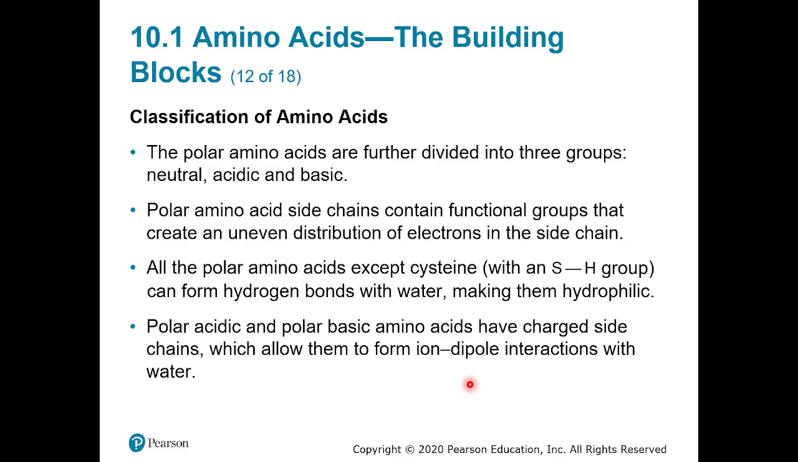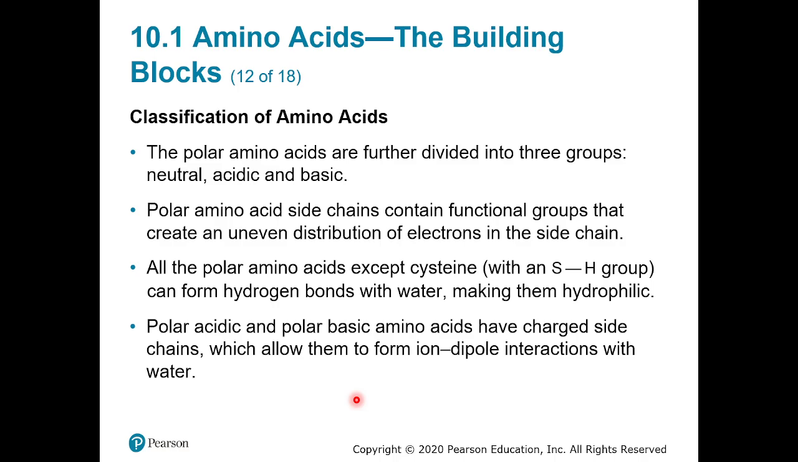And so all the polar amino acids, except cysteine, which has the SH, are going to be hydrogen bonding with water because they're going to have OH or NH, right? And so they're all going to be able to accept and donate hydrogen bonds. They'll all be able to make hydrogen bonds. And that's what makes them polar. That also makes them hydrophilic.